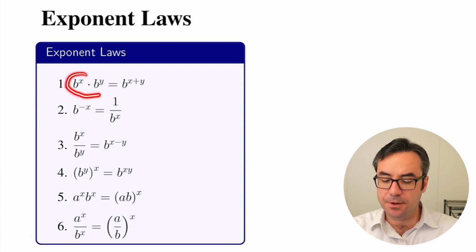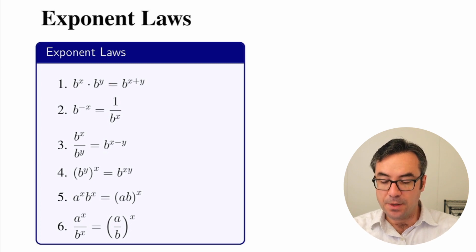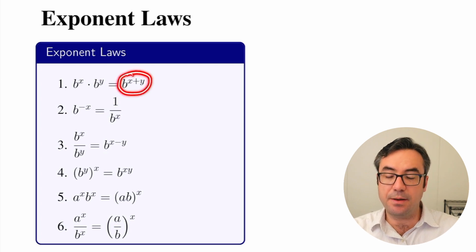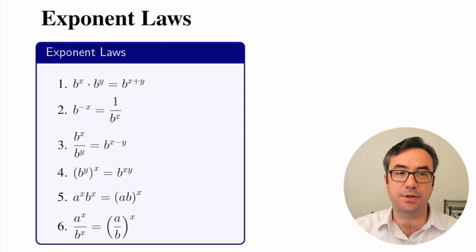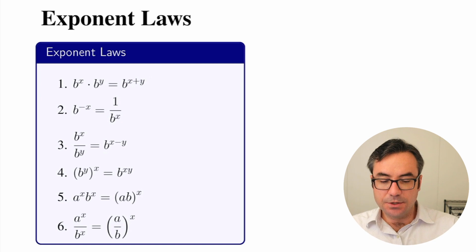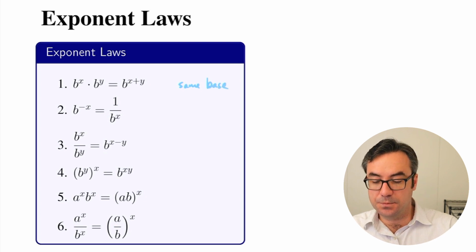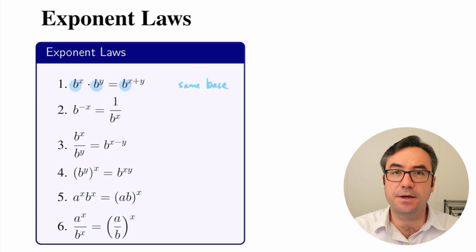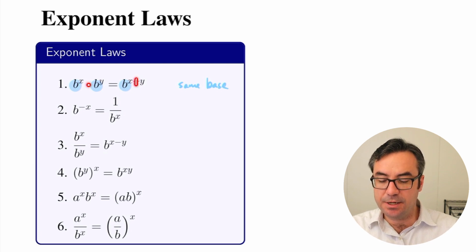For the first one here, we have b raised to the power x times b raised to the power y. When the base terms are the same and we have different exponents, we can combine them into one single exponential term where we add the exponents. We need to have the same base. The base term has to be the same in order for this property to work. Essentially, it converts multiplication into addition.